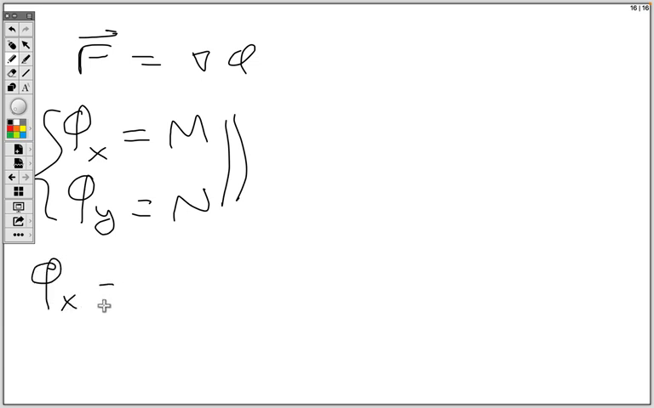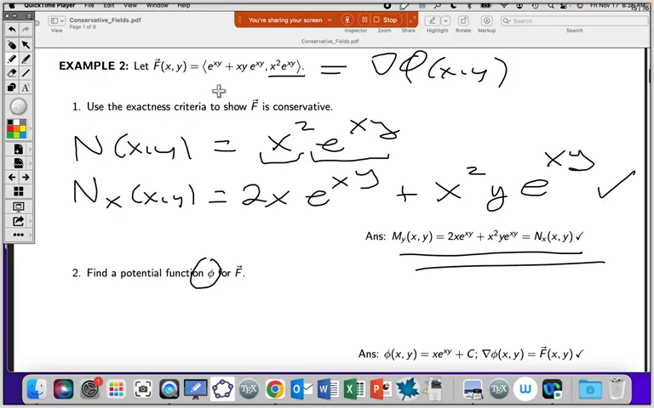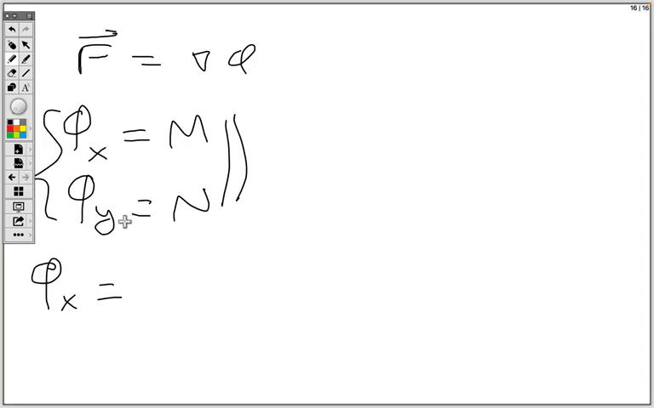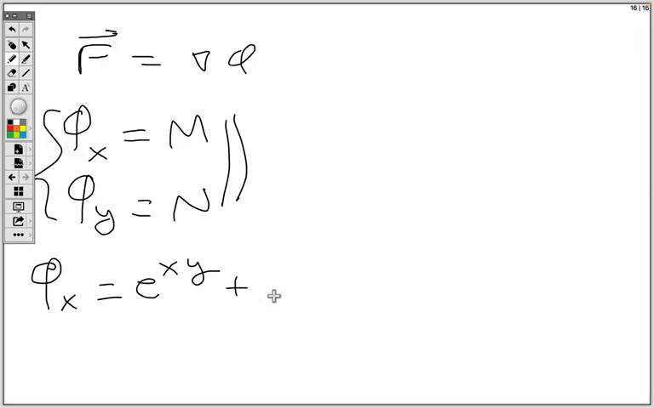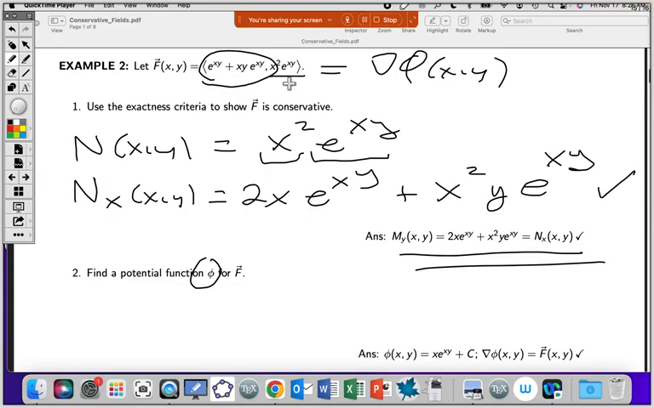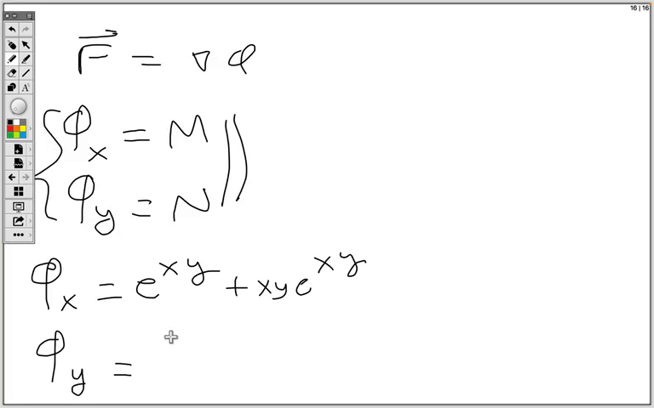So phi x would be the x component of the field. The x component of the field would be the partial of phi with respect to x. So that's going to be e to the xy plus xy e to the xy. And the partial derivative of phi with respect to y has to equal x squared e to the xy.